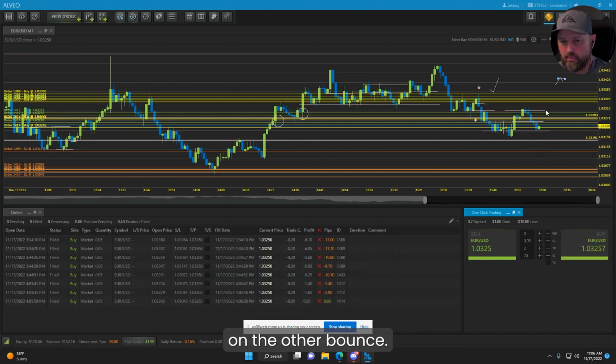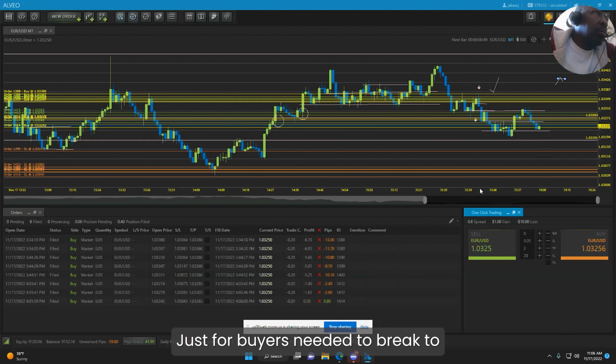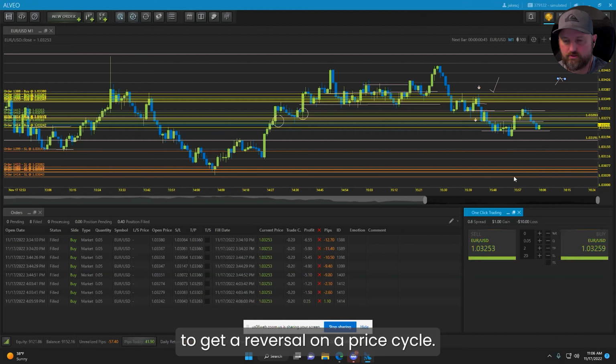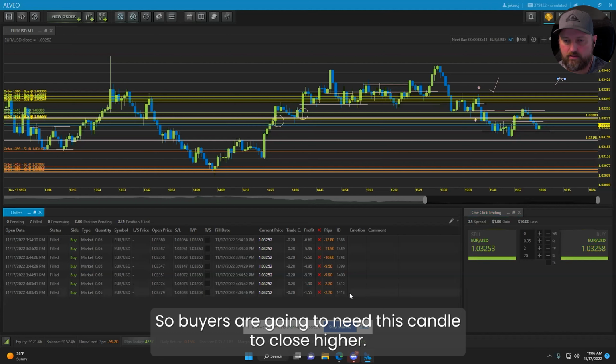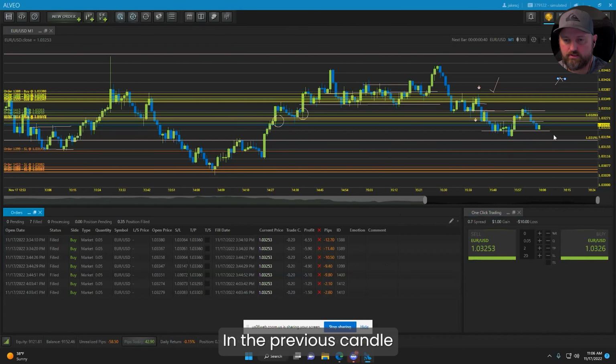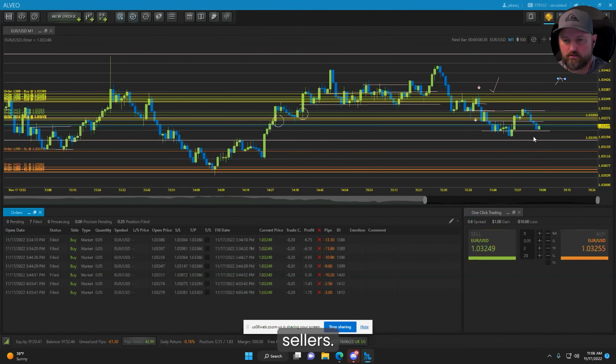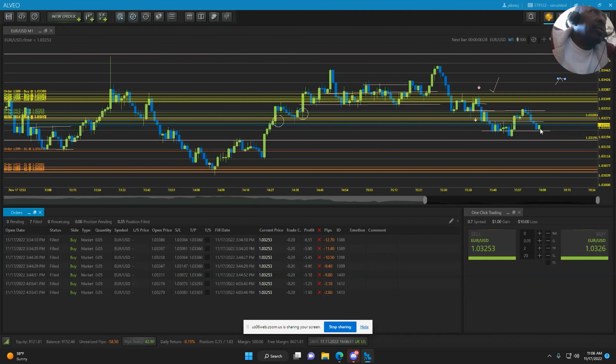Got it. Bounce. The buyers needed to break to get a reversal on a price cycle up. So buyers are going to need this candle to close higher than the previous candle. Sellers are going to want it to not do that. Have half a minute left. It was above here.